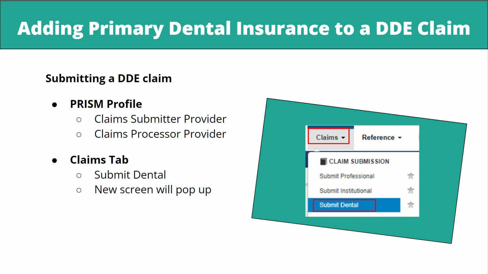Okay, so in this section, we're going to be discussing how to add primary dental insurance to your claim. You're going to need to have one of the two profiles listed above, either the claims submitter or claims processor provider profile is required. To start the submission process, you're going to need to select the claims tab at the top of the page to begin, and then scroll to and select the Submit Dental tab. A new screen will appear. Provided is an image of the claims tab, and the submit dental option boxed in red.